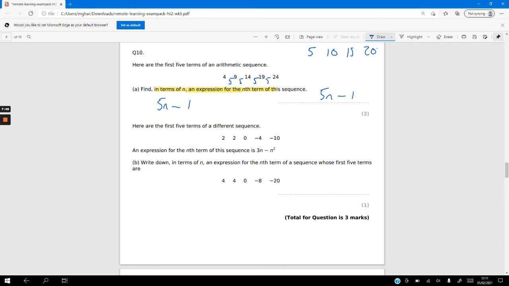I'm hoping some of you have got it. But for this last question, it says you've got 5 terms of a sequence. You're told that the nth term of the expression is 3n minus n squared. And it's asked you to write down, now key thing here, a bit of exam technique, write down means that you should be able to do it without calculating.